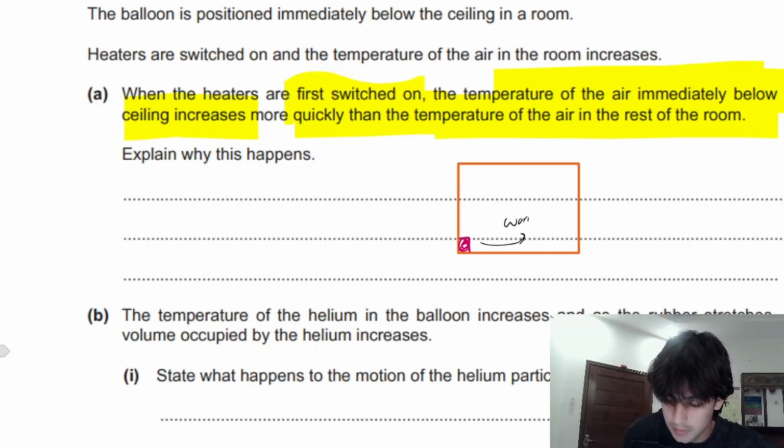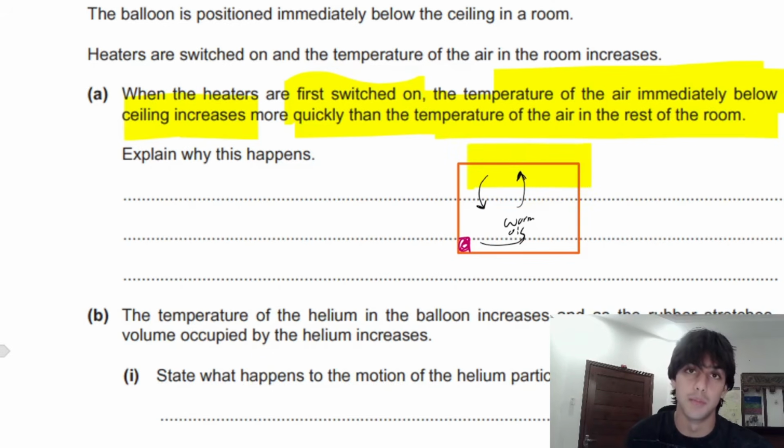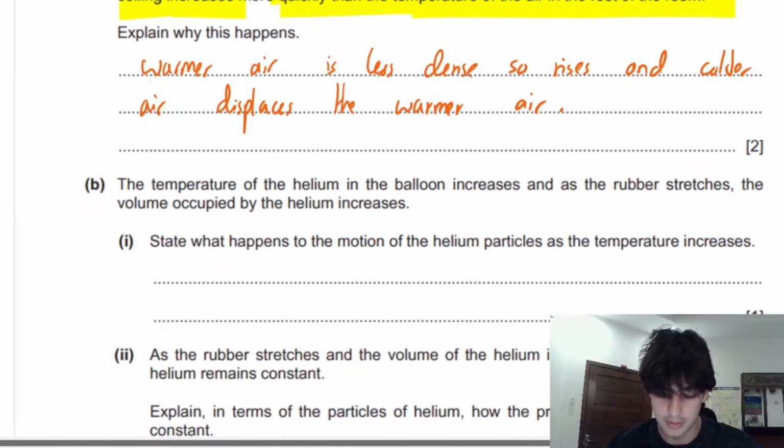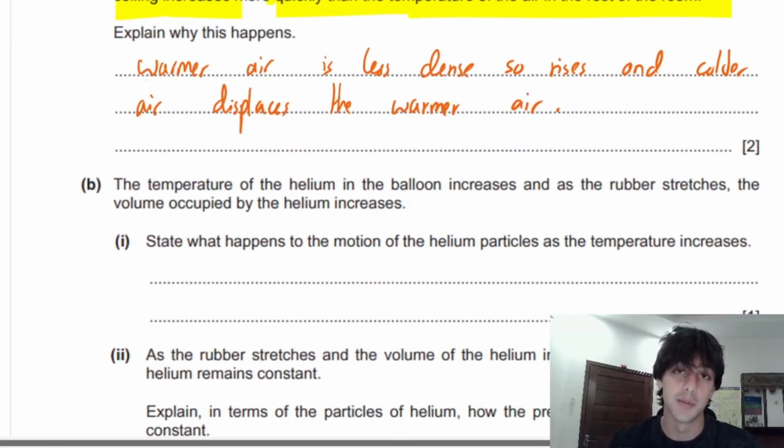Now, since warm air has low density, why does it have low density? Because the particles are moving quickly, they're spaced far apart. So we're going to see that the warm air rises up more and the cooler air goes down to replace the warmer air. So we will see that below the ceiling over here, there's going to be more temperature rise. So essentially, we're going to mention something like warmer air is less dense, so it rises, and because of it rising, the temperature increases, and the colder air displaces the warmer air.